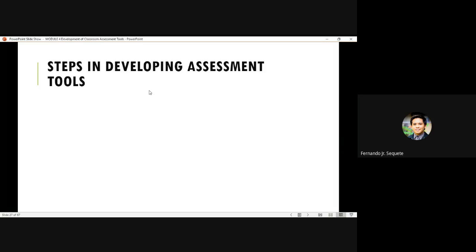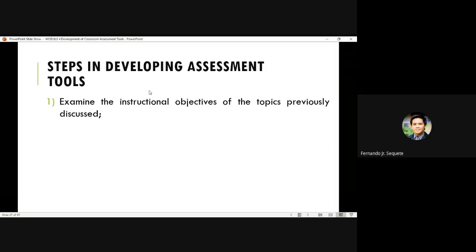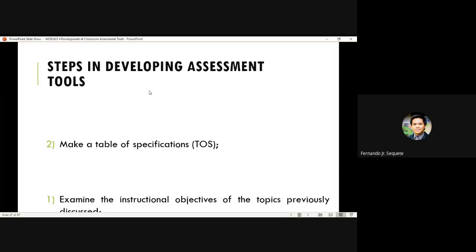Okay. Next is the steps in developing assessment tools. So how, but this is very general. This is not the specific development of assessment tools. The first one is we have to examine the instructional objectives of the topics previously discussed. This is the rule of thumb, and of course it is very imperative that we really look for the instructional objectives of the topics before we can make the assessment, because that is actually our basic step, no? We have to go back to the instructional objectives.